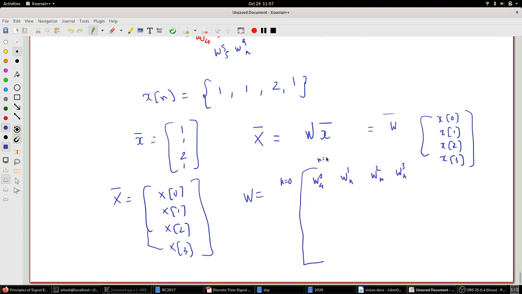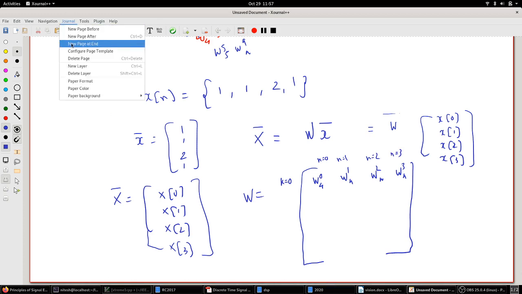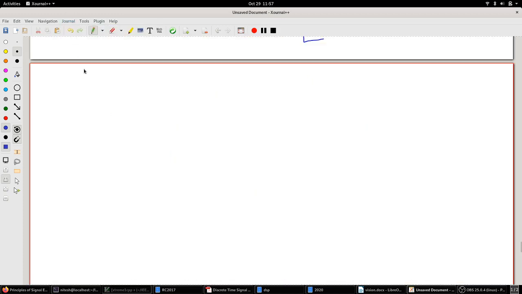So this is n equal to 0, n equal to 1, n equal to 2 and n equal to 3. So this gets multiplied with this vector. Okay, so that's how I will create my W matrix. So let me just do it here. So my X bar is equal to W x bar.